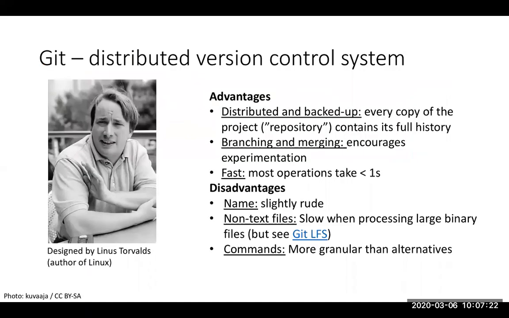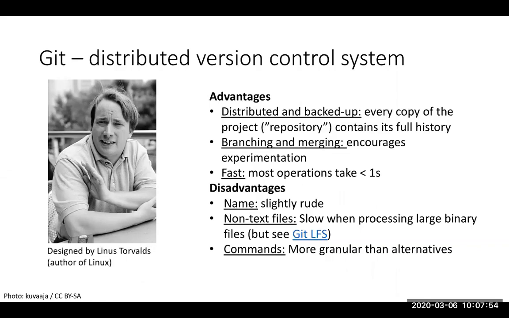So Git was invented by Linus Torvalds, who is also the author of Linux. Git is what's called a distributed version control system. And what that means is, rather than everyone working from a single copy, every single copy of the repository is basically a backup of the entire history of the project. So you're not just working with the most recent version, you have on your computer access to the entire history of the project.